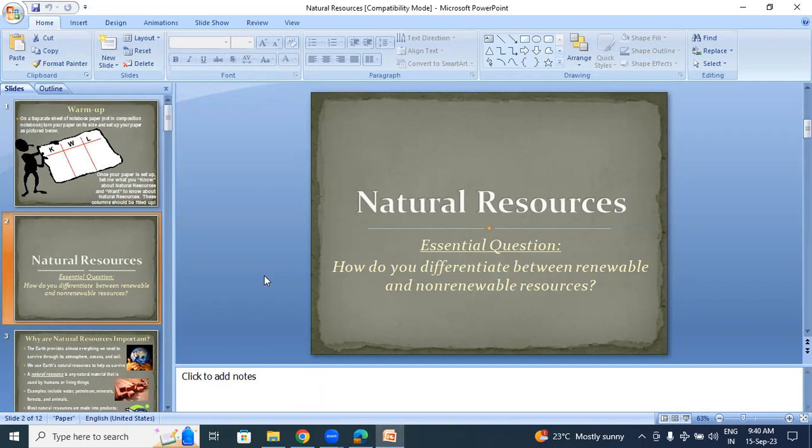Whatever we have discussed, and whatever questions you have in your mind after discussing natural resources, we will have a quick recap with the following presentation. Natural resources. When we think about this, the essential question that comes to mind is: how do you differentiate between renewable and non-renewable resources?